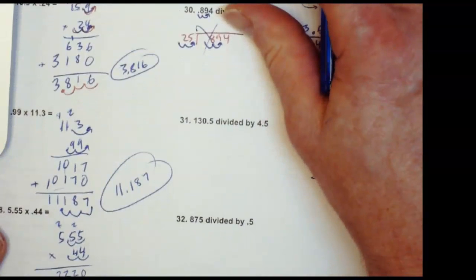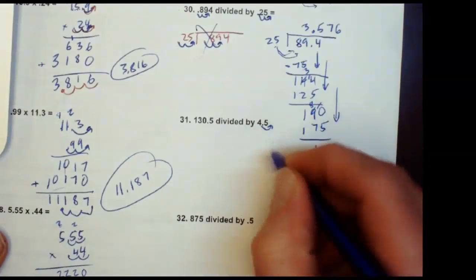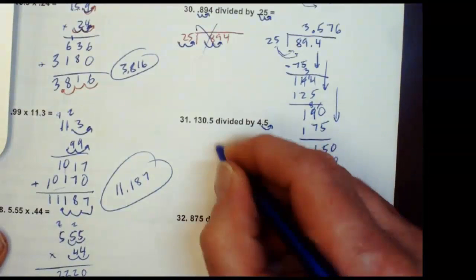All right, keep rolling here. This one here, we got 4.5, so that's going to become 45.